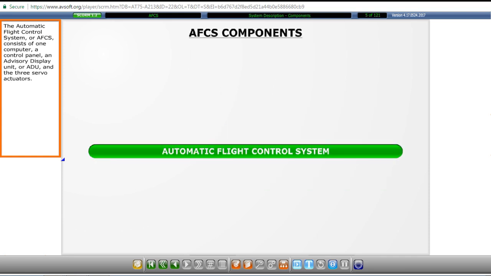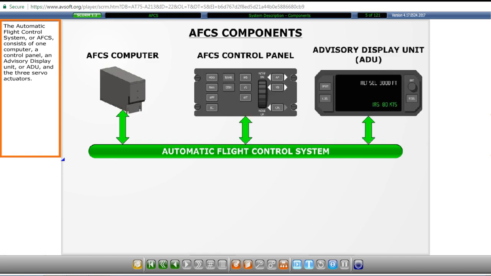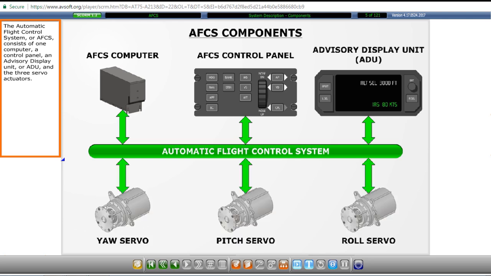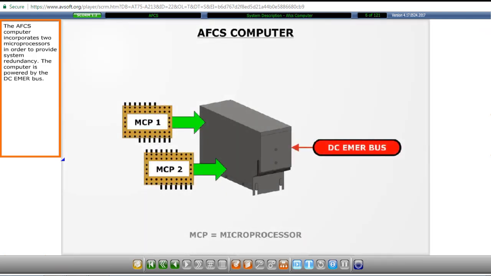The automatic flight control system, or AFCS, consists of one computer, a control panel, an advisory display unit, or ADU, and three servo actuators. The AFCS computer incorporates two microprocessors in order to provide system redundancy. The computer is powered by the DC emergency bus.